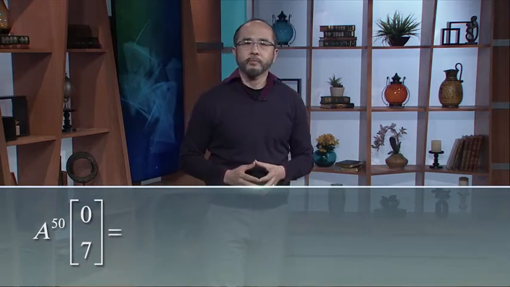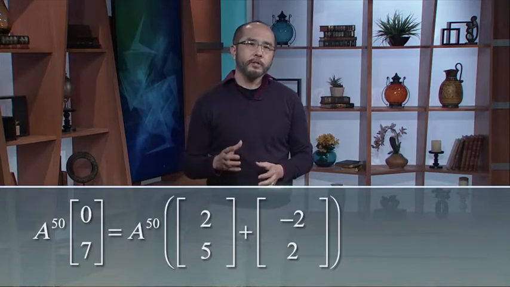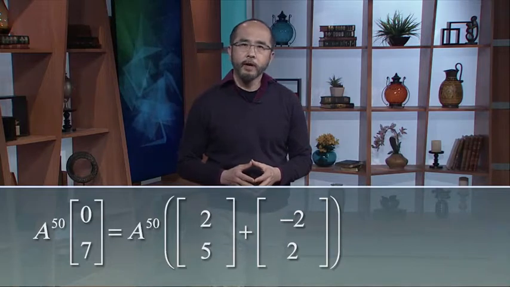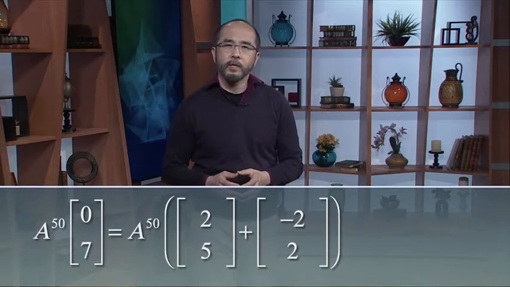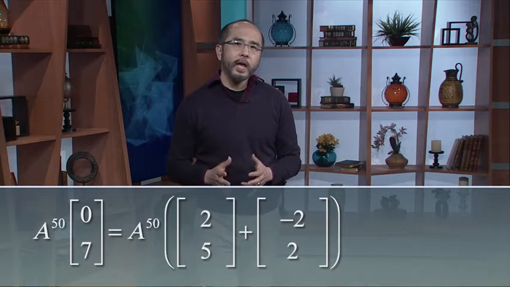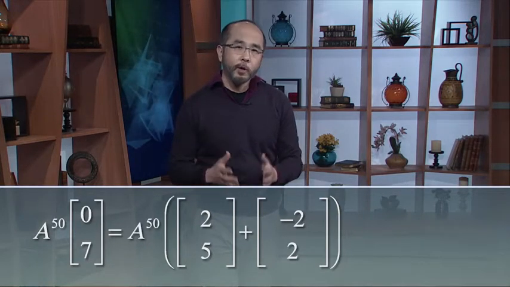Okay, time for a more interesting question. What if we wanted A to the 50th times the vector (0, 7)? Well, (0, 7) is not an eigenvector of our matrix. In fact, we already checked that. So at first, there doesn't appear to be a shortcut for computation. However, notice that (0, 7) is a linear combination of two eigenvectors, (2, 5) and (-2, 2). In fact, it's the sum of them. So A to the 50th can be applied very easily to both parts in the sum.